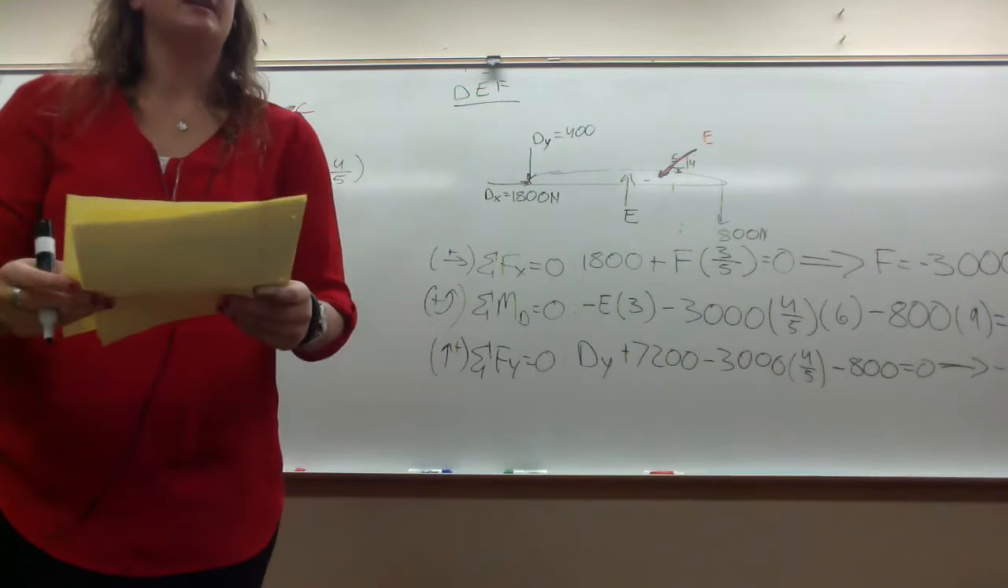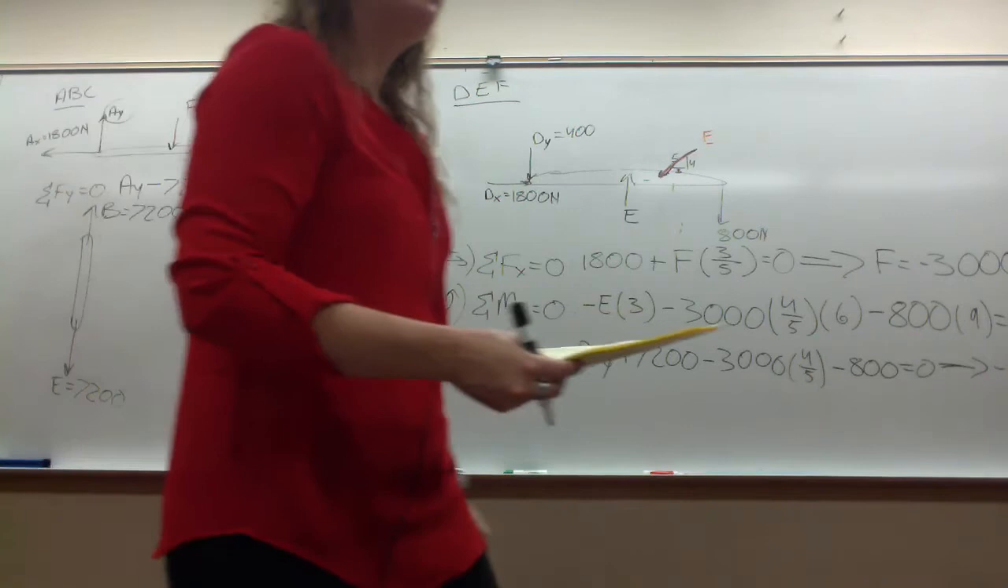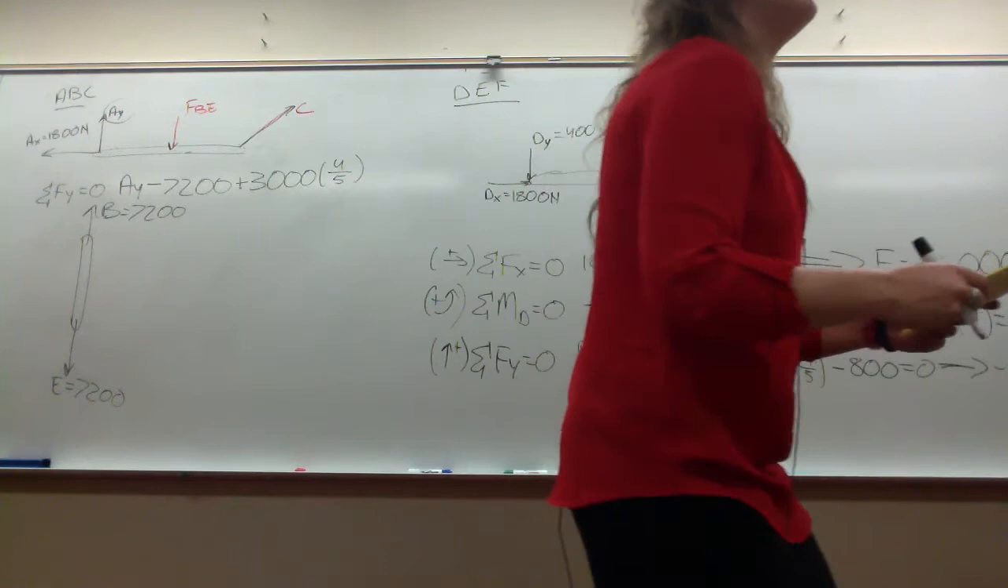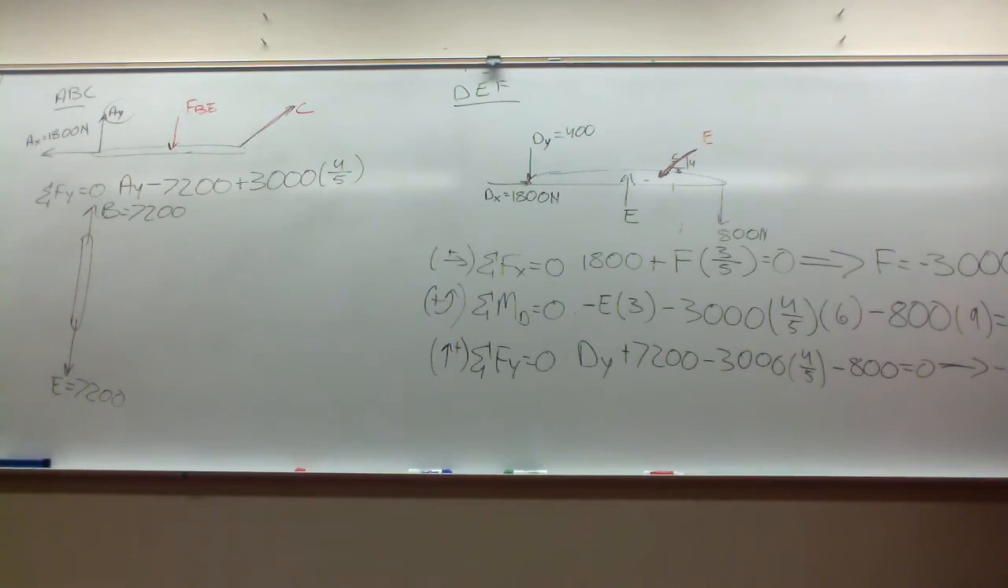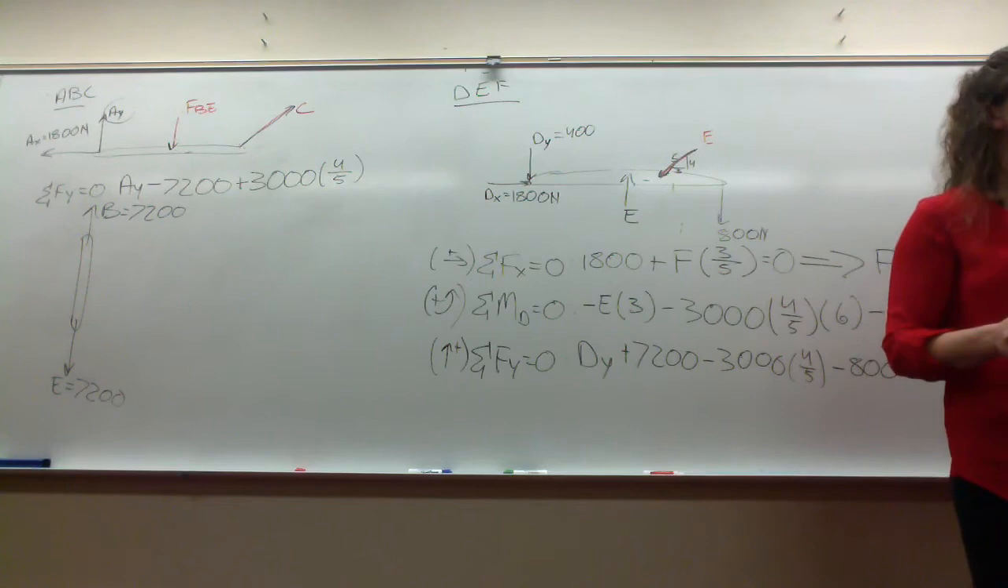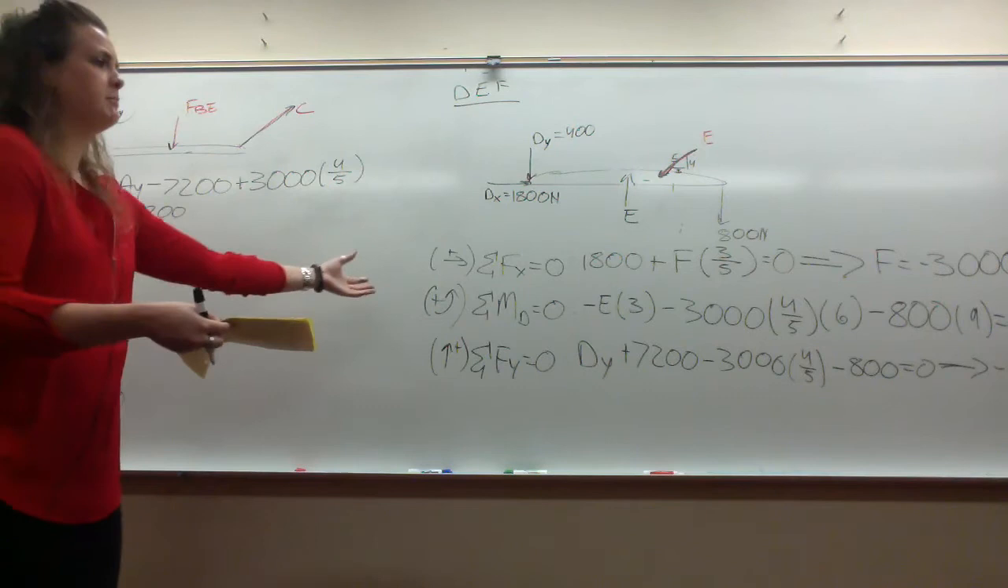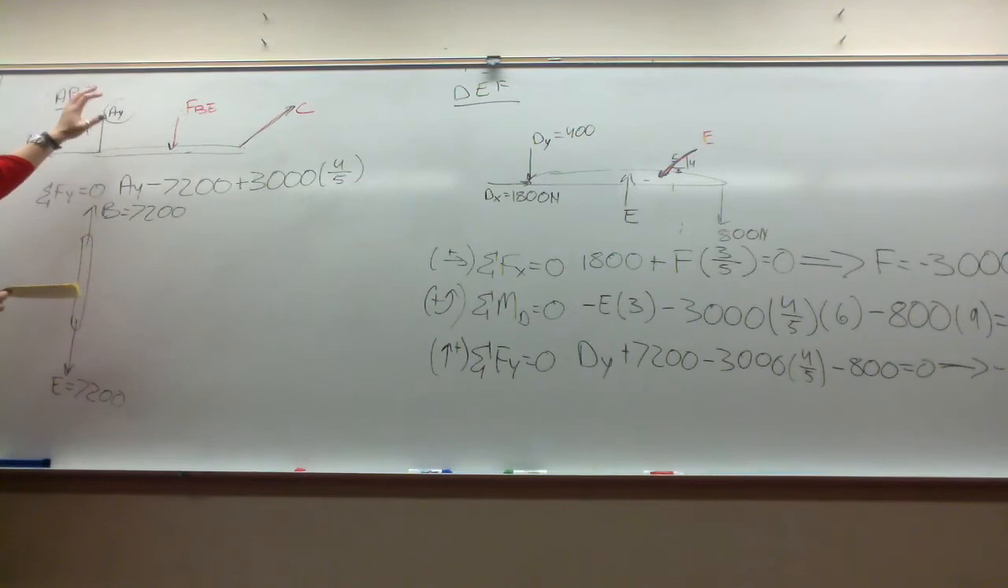Yes, Stefan? When we originally drew the y of the whole entire structure, we had AY plus DY minus 800. We just plug in DY to find AY. Say that again? Yeah, you can absolutely use that equation. Stefan remembered that at the beginning of the problem, we summed the forces in the y, and we had AY plus DY equals 800. You can immediately plug in DY to solve for AY. Or you can go back to your rigid body free body diagram of ABC and solve for AY. You'll get the same thing.